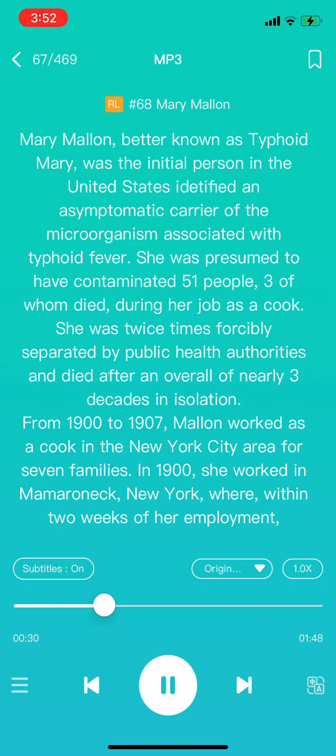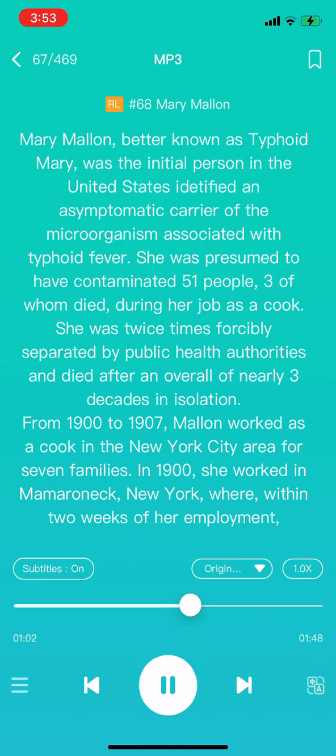From 1900 to 1907, Mallon worked as a cook in the New York City area for 7 families. In 1900, she worked in Mamaroneck, New York, where, within 2 weeks of her employment, residents developed typhoid fever. In 1901, she moved to Manhattan, where members of the family for whom she worked developed fevers and diarrhea, and the laundress died. Mallon then went to work for a lawyer. She left after 7 of the 8 people in that household became ill.